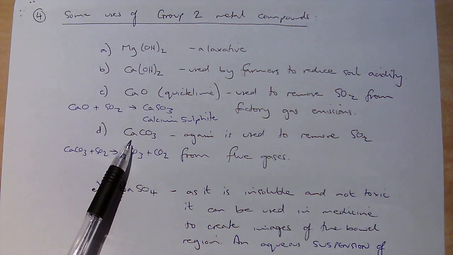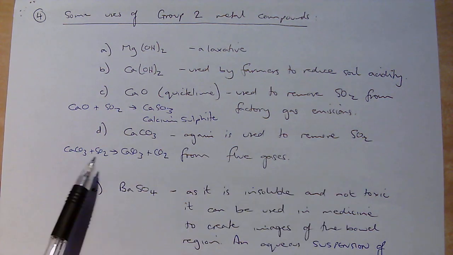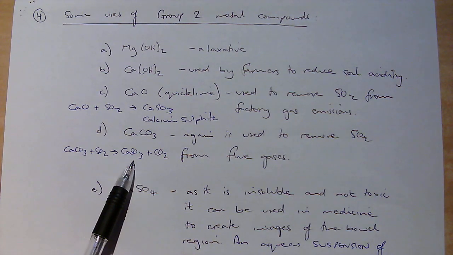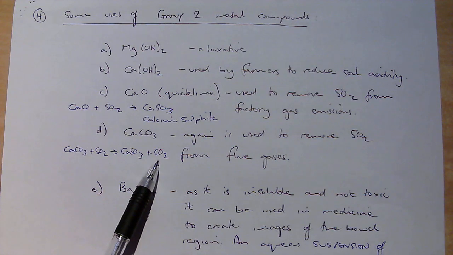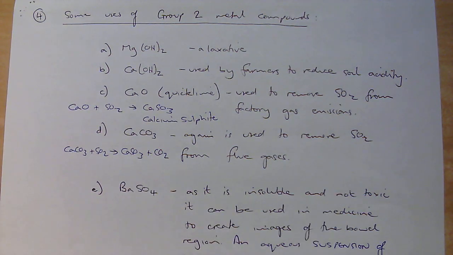Also calcium carbonate, CaCO3, can be used to remove SO2, so calcium carbonate plus sulfur dioxide makes calcium sulfite and CO2. Again we can use the calcium carbonate to remove the sulfur dioxide from flue gases.